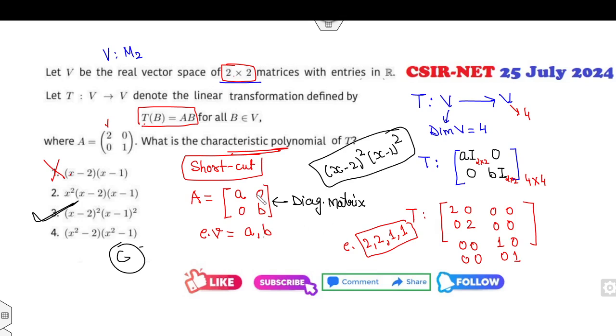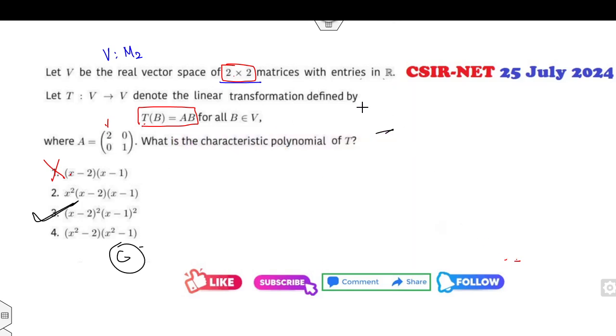You can see that in this video I have written everything on the screen. But once you are in the examination, how can you solve it without writing anything on the board or on your copy? You can see, I can think about that. What are the eigenvalues of A? 2 and 1. And it is a diagonal matrix. So what is the matrix associated with T? It is twice the identity.